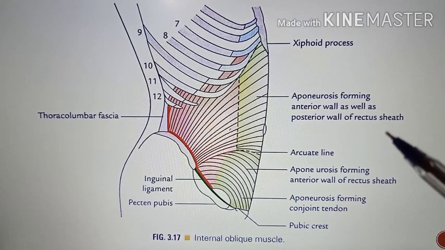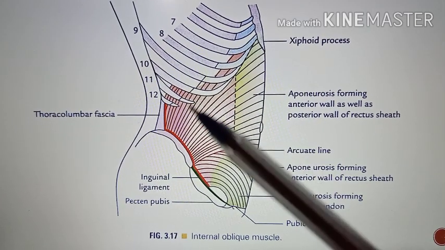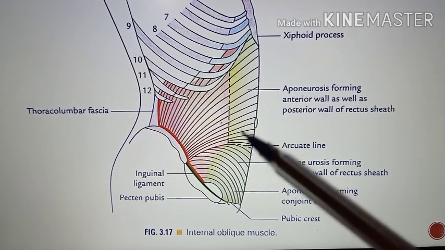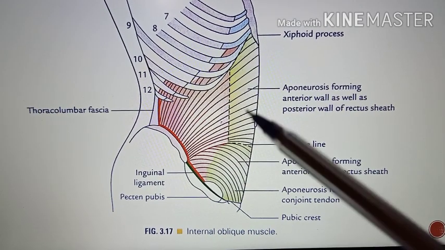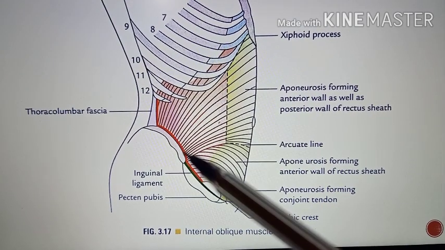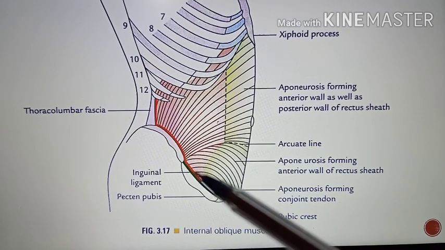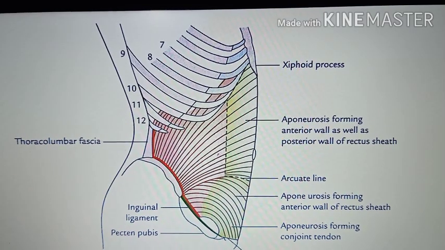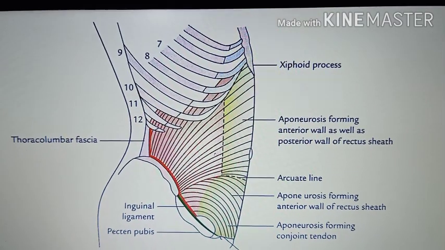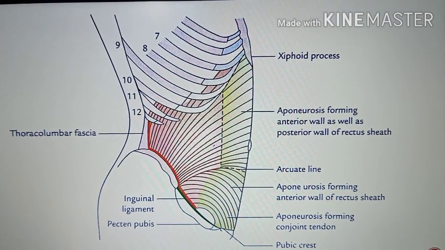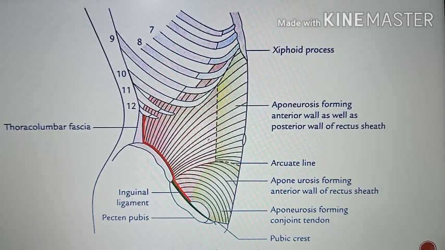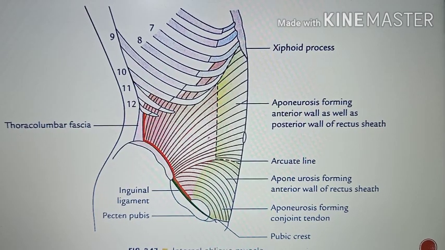Now coming to the internal oblique muscle. What you can see here is the internal oblique muscle. This is the aponeurosis of the internal oblique muscle. This is the iliac crest. This is the inguinal ligament. This internal oblique muscle lies deep to the external oblique muscle. This muscle is smaller and thinner than the external oblique.